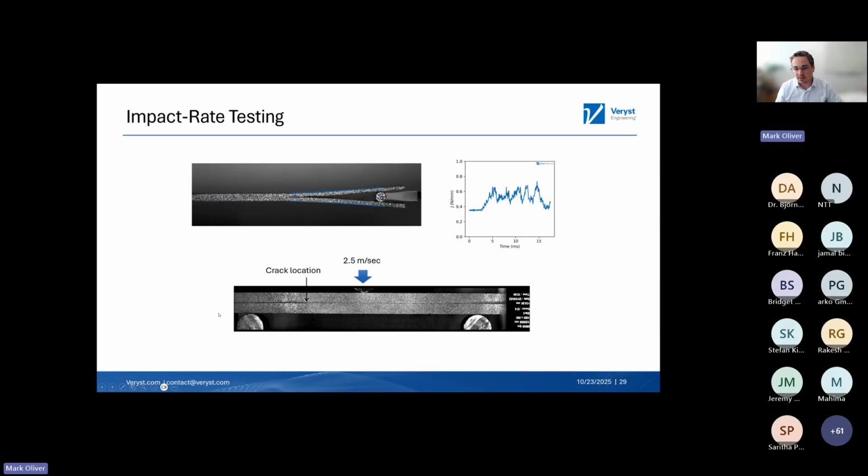We've also done, we have a drop tower here where we can do these fracture mechanics tests at impact rates. And so we drop a sled, which impacts the specimen at several meters a second. And again, using high-speed video, we can do an end-notch flexure test. And from this, you can get out the fracture properties at impact rates.